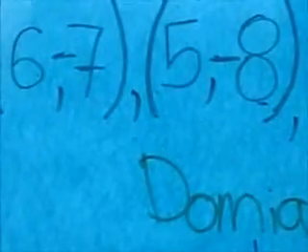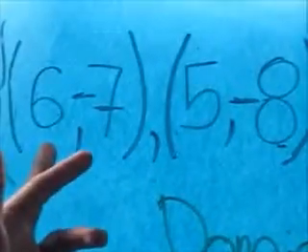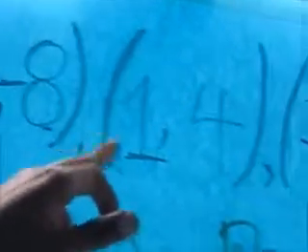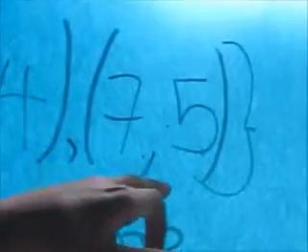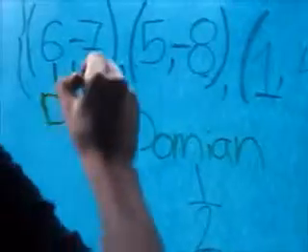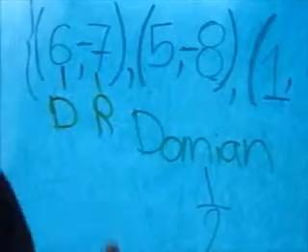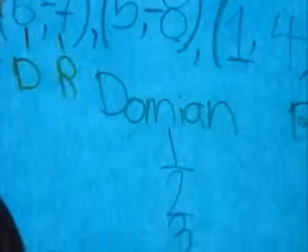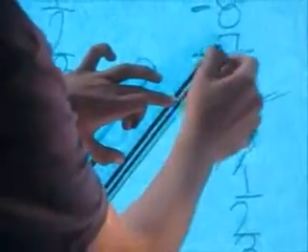Exercise 4. So 6 and -7, 5 and -8, 1 and 4, 7 and 5. So this is the domain and this is the range. So 6 is the domain and -7 is the range. So we draw a line to -7.